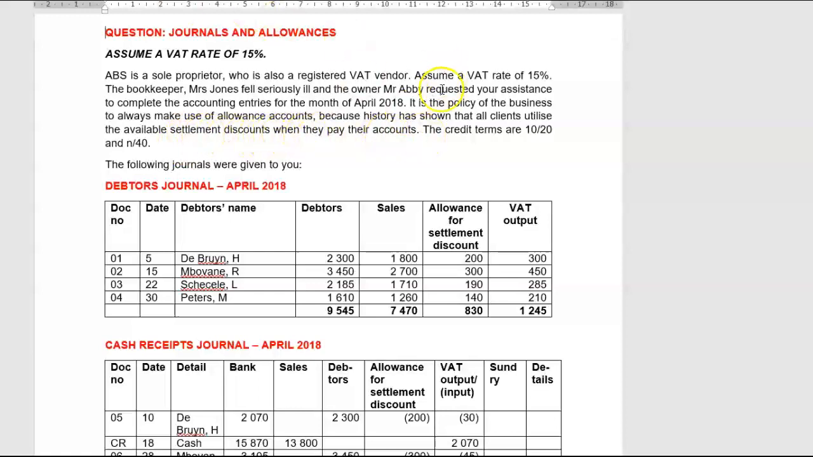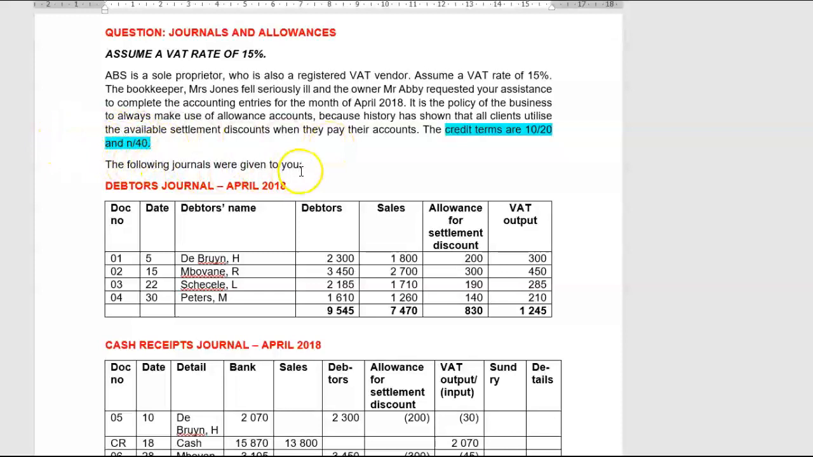Now, important. The credit terms are 10, 20, and 40. What does that mean? It means if they pay the invoice within 20 days after the invoice date, they will receive a 10% settlement discount. In total, they have 40 days to settle the outstanding invoice.